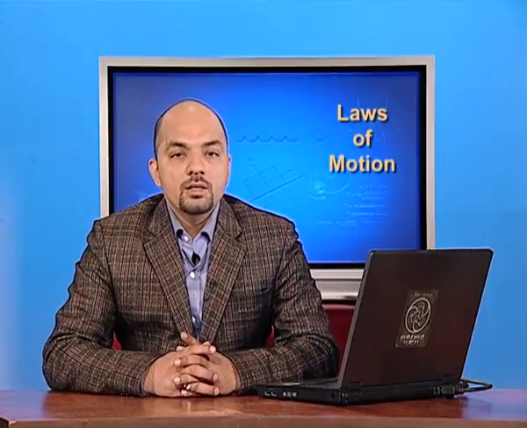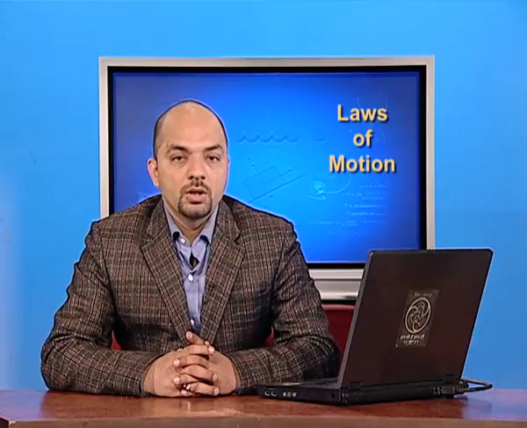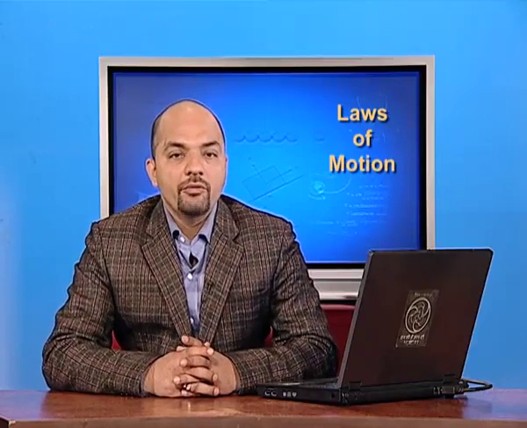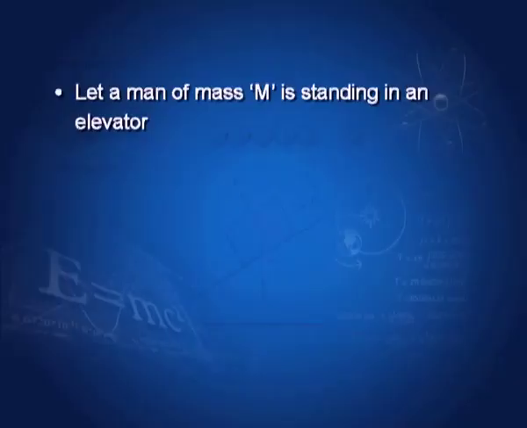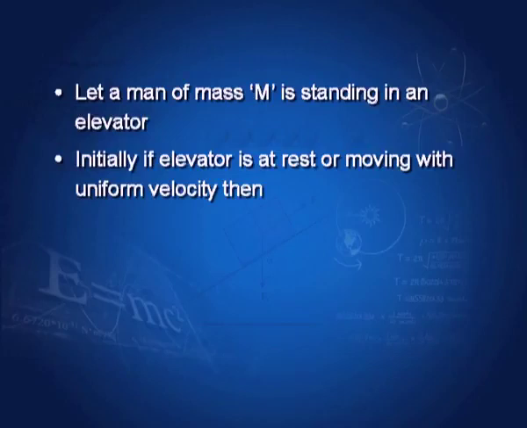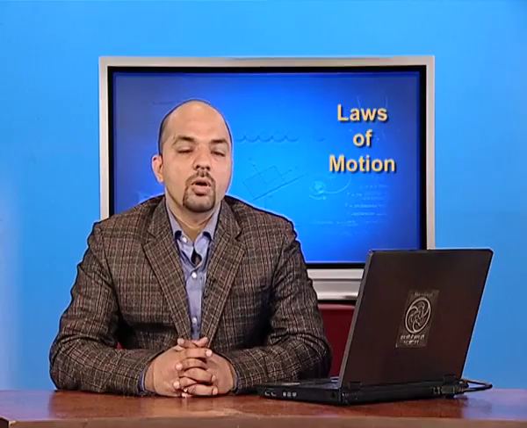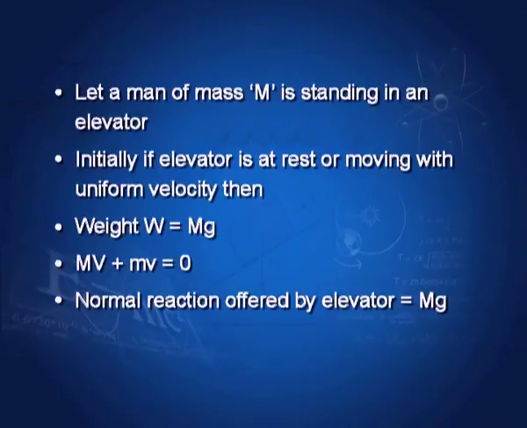Let us discuss another situation based on the same topic. If we need to calculate the apparent weight of a man in an elevator, let a man of mass m be standing in an elevator. Initially, if the elevator is at rest or moving with uniform velocity, then weight W equals mg. According to Newton's third law, the normal reaction offered by the elevator is also mg.